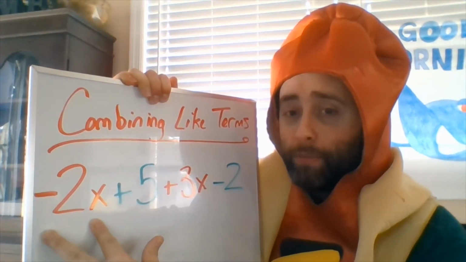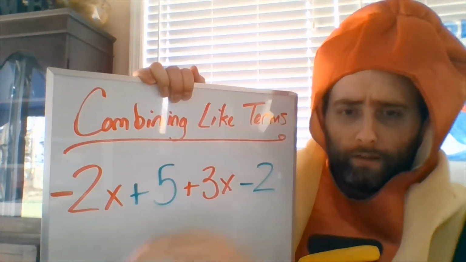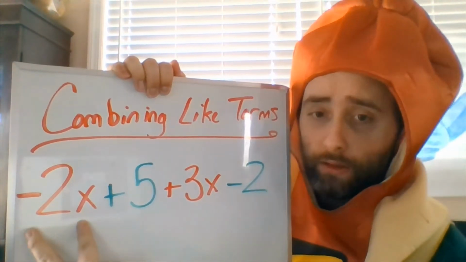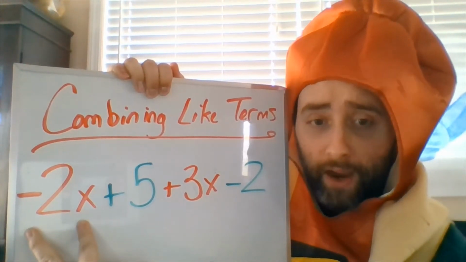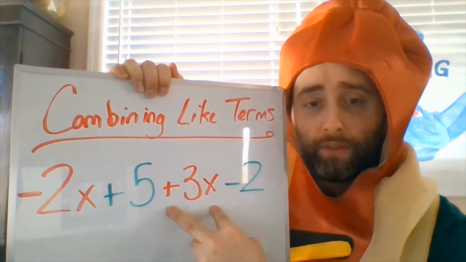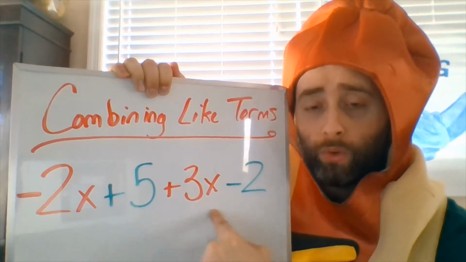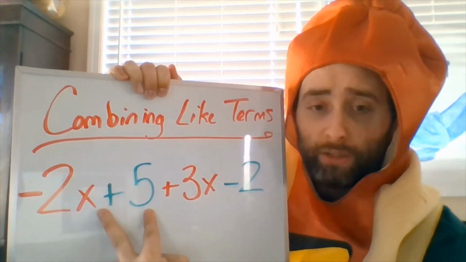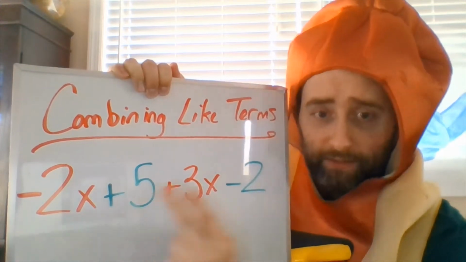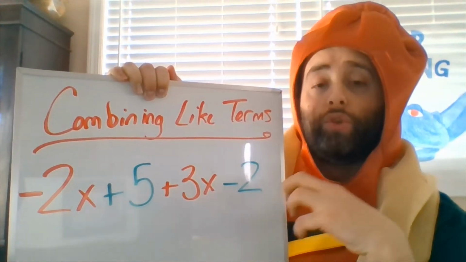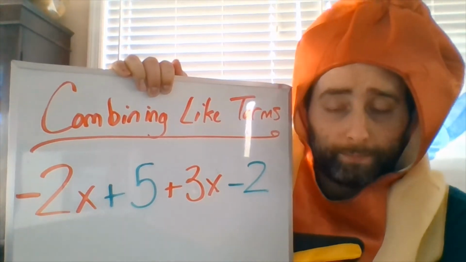as you can see, I've labeled in red the terms that have a variable. So negative 2x and positive 3x. Those are like terms. Those are the only ones that have a variable, a single variable. The ones in green or blue, you might see it, are positive 5 and a negative 2. They don't have a variable. They have no variable, so they are also like terms.